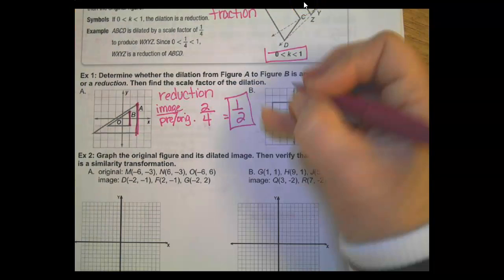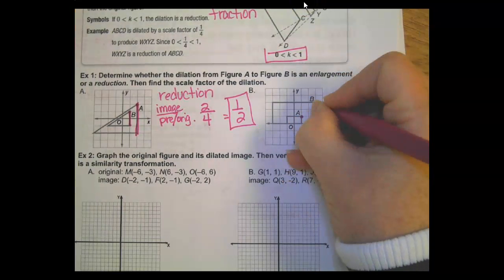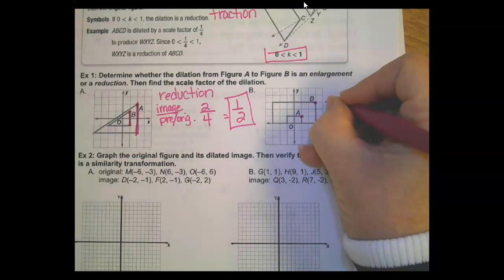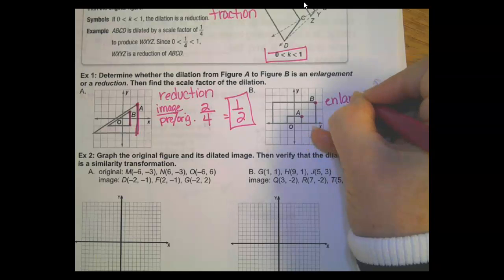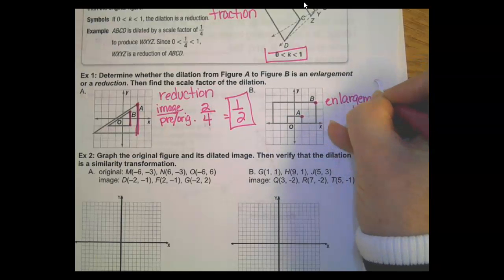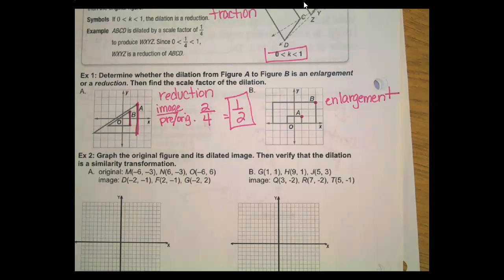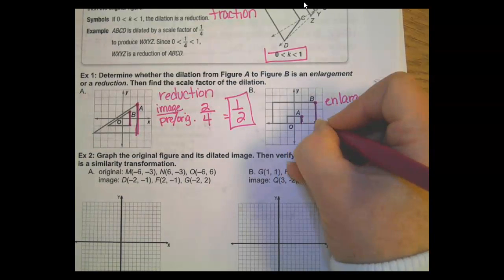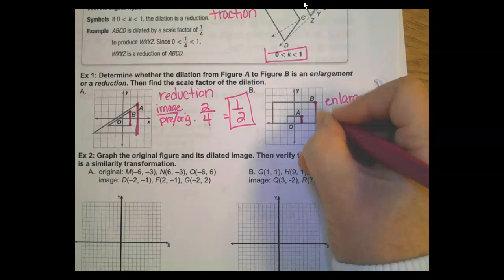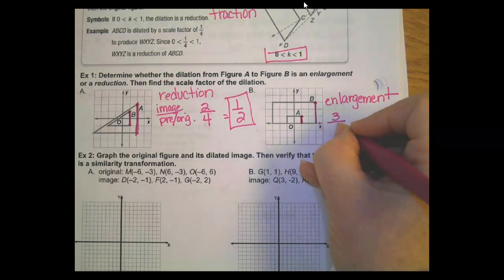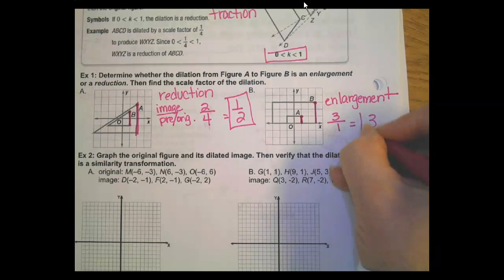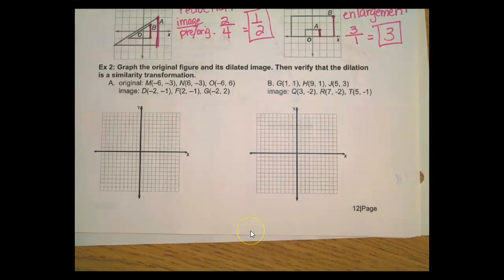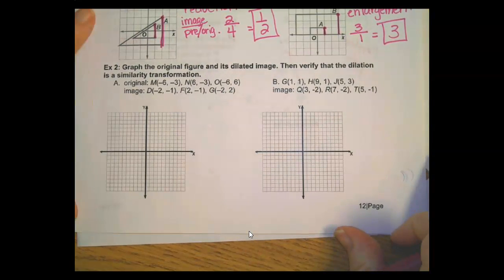Let's try this one. You're going from A to B. I am getting bigger, so it is an enlargement. My image, let's compare this side to this side. So I went to 3 here, and my original is 1. So that's a scale factor of 3. Go ahead and let's plot these points.